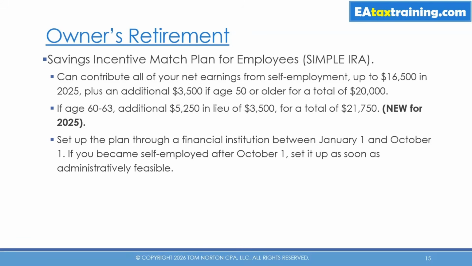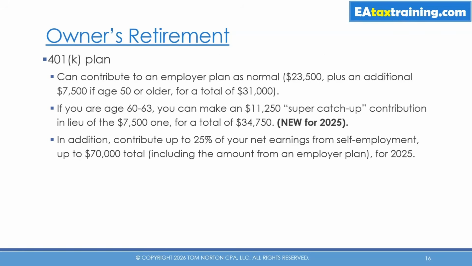And then, new for 2025, if you are age 60 to 63, instead of an additional $3,500, you can contribute an additional $5,250, making the total $21,750. You do need to set up the simple IRA by October 1st of the year, unless you became self-employed after October 1st, in which case you set it up as soon as administratively feasible. Next is a 401k plan if you have an employer.